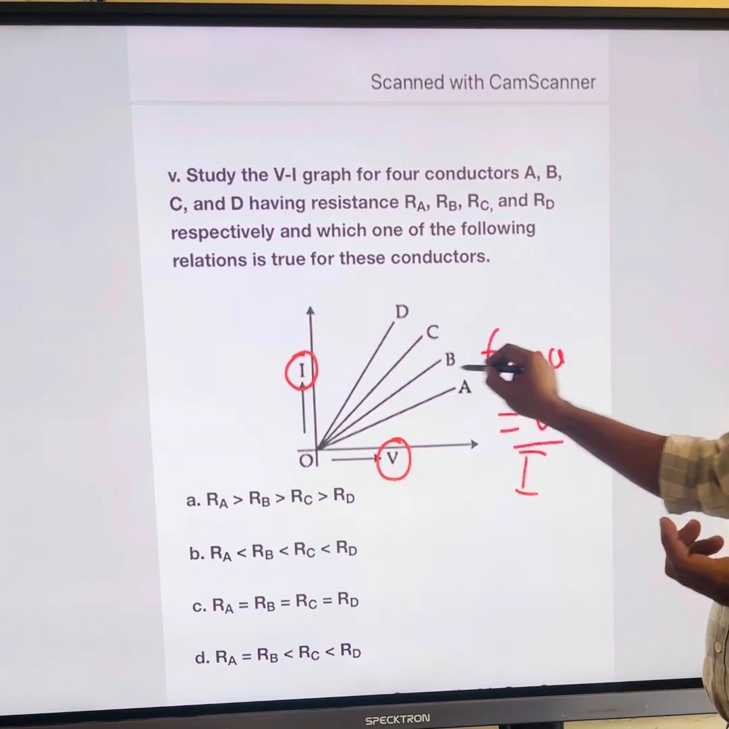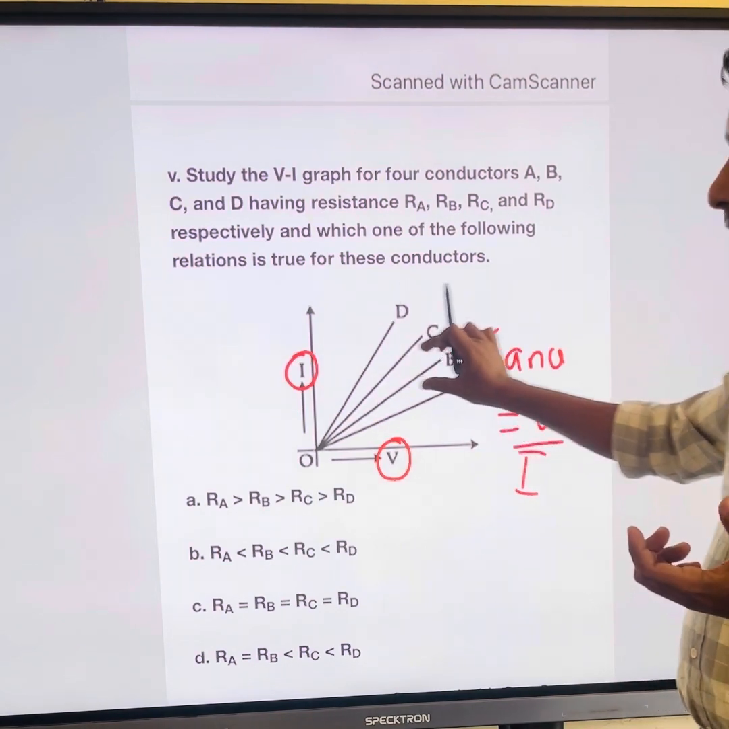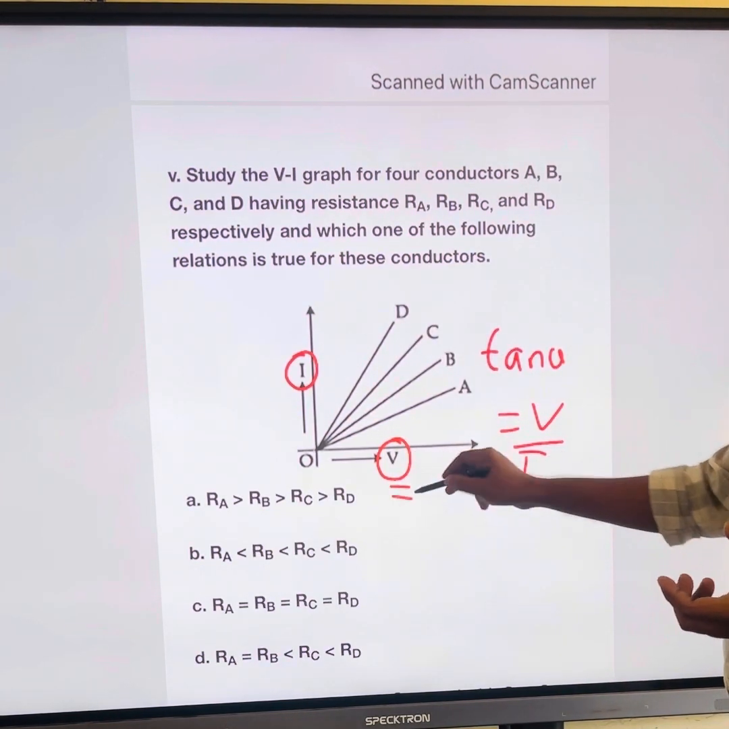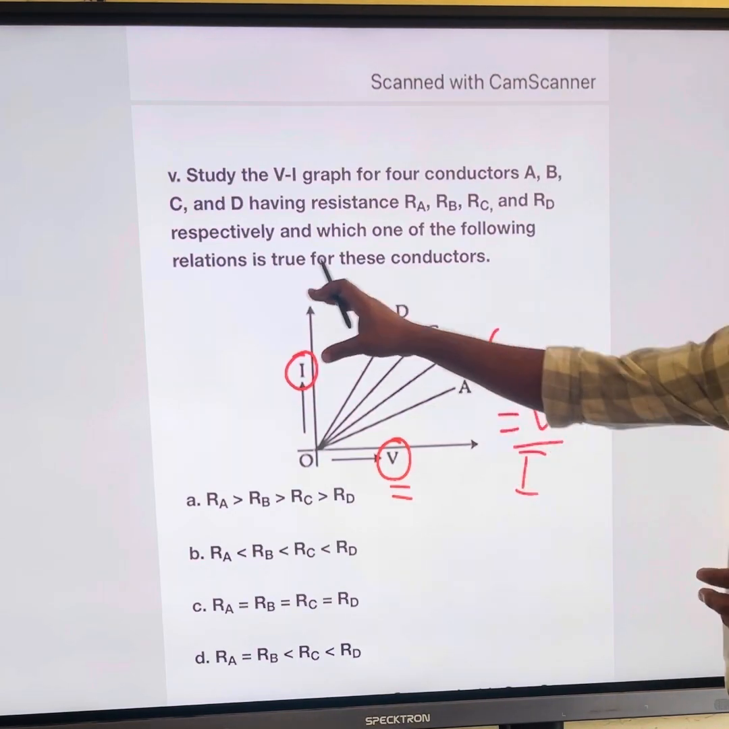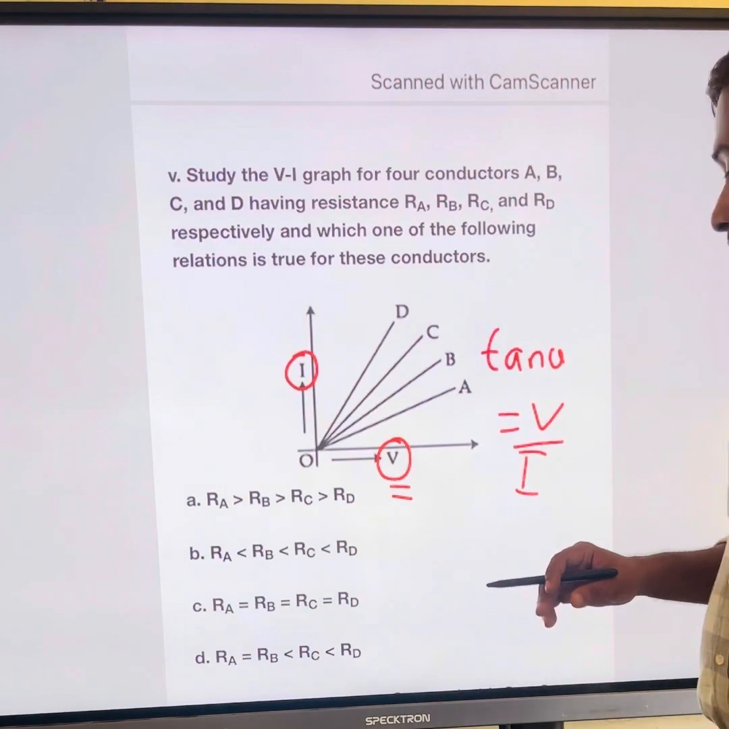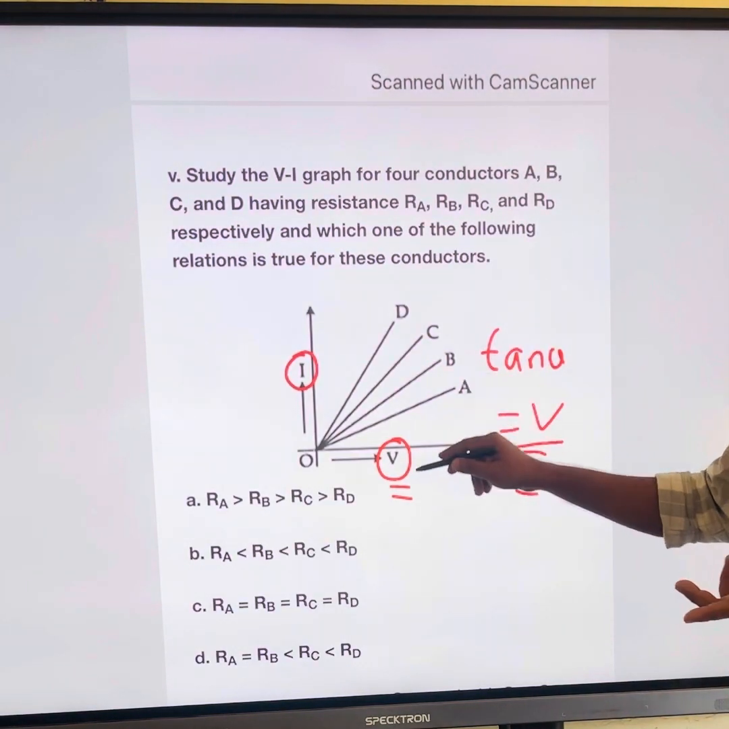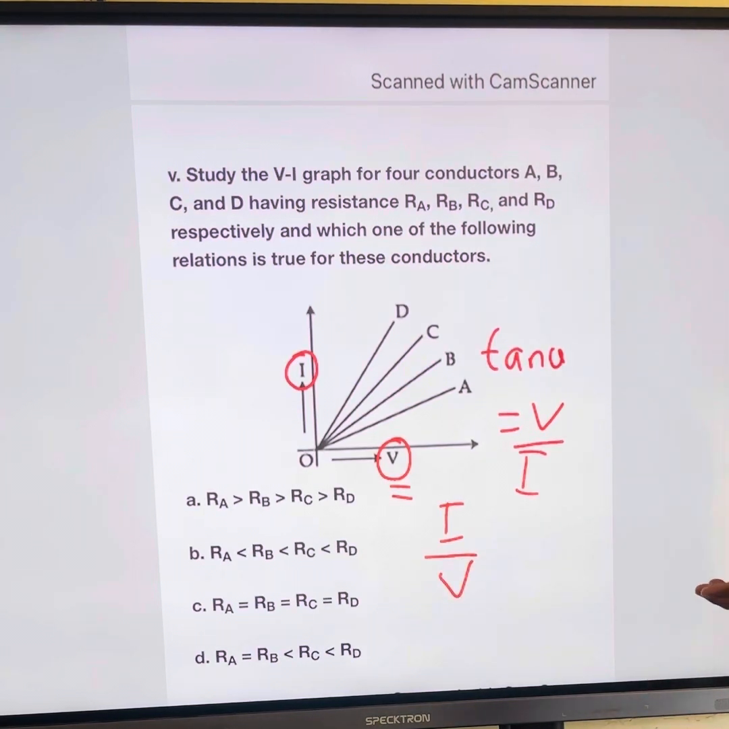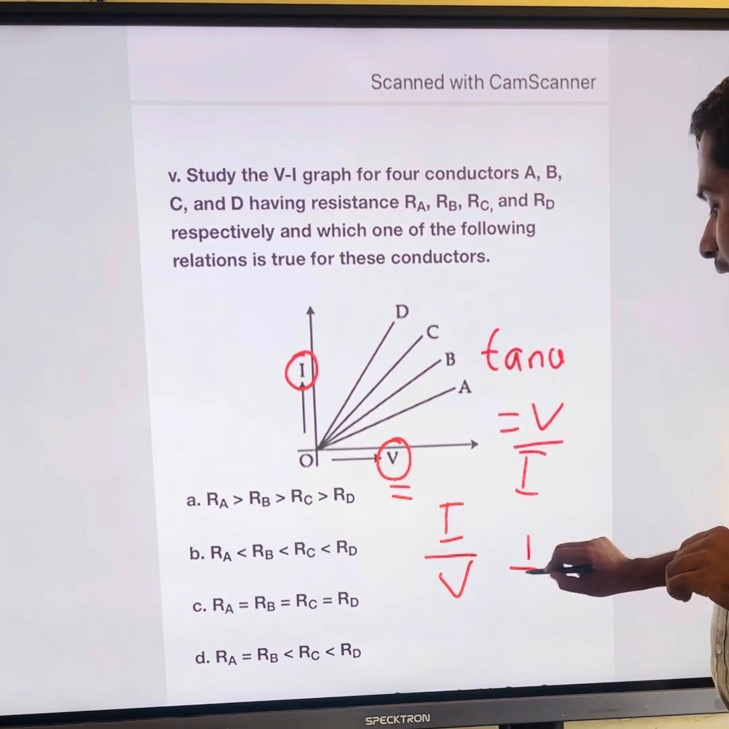From here when we are taking the slope V by I, but here actually the voltage is in x-axis and the current is in y-axis. That means we have to take the inverse of the concept. That is, when we are taking the slope here, that will come I by V, right? So 1 by R will come.